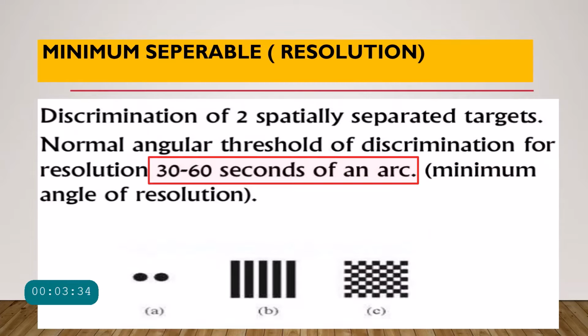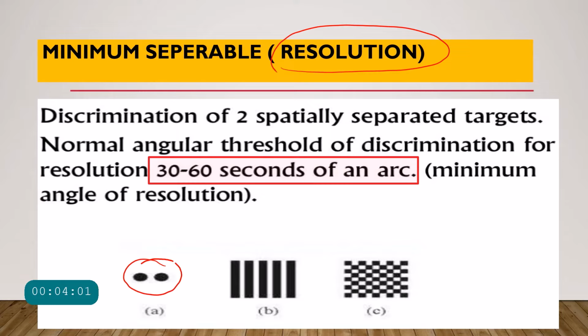Okay, next. Here is the other term, which is called minimum separable. Minimum separable, as I told you, means two objects which are separated in space, and you should be able to identify them as two separate objects, right? For example, here we have two dots and they are separated by a distance. So this is called minimum separable, and this is also referred to as resolution, right?